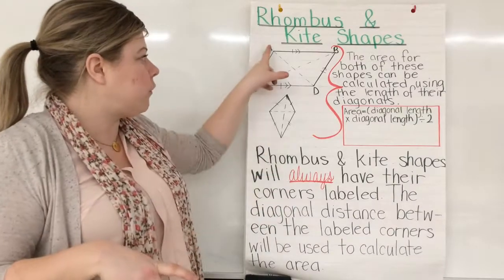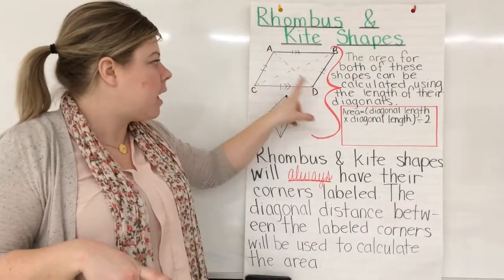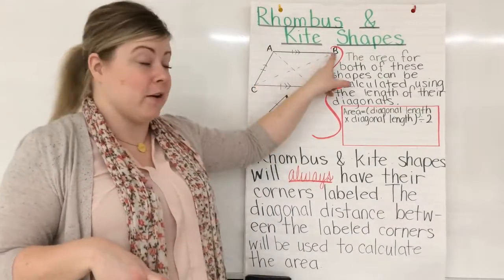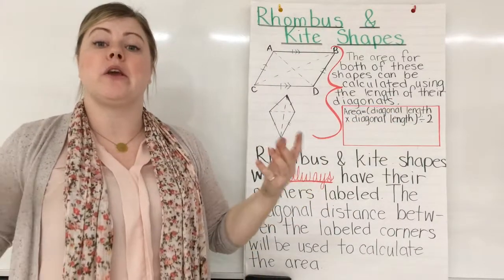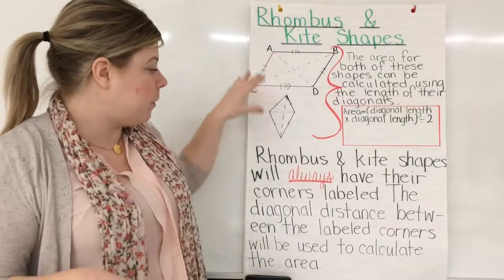So one more time, just know that the distance from here to here multiplied by the distance from here to here divided by 2 is going to be your area. And that's the same for rhombus and kite shape.